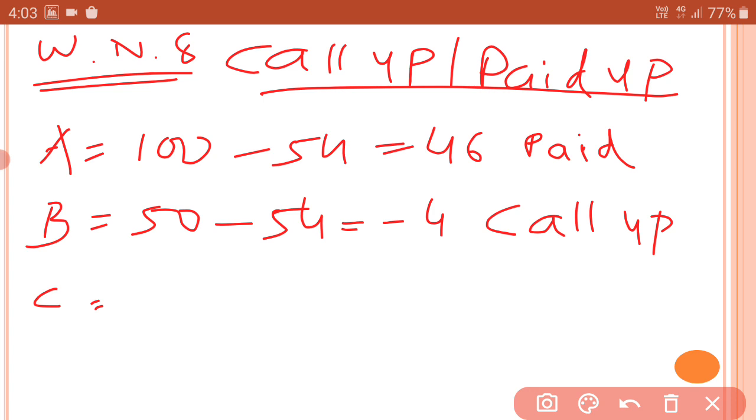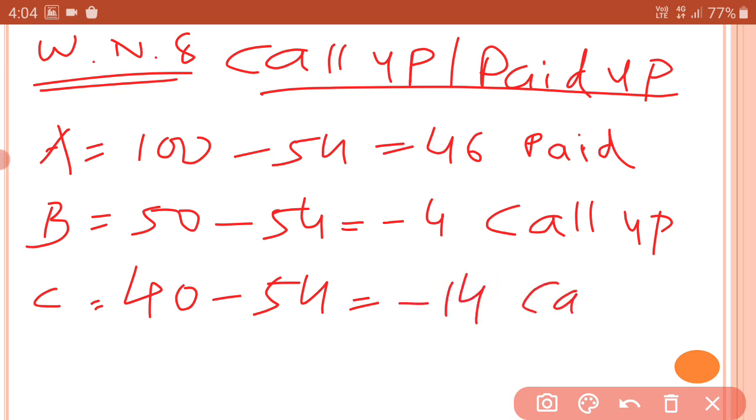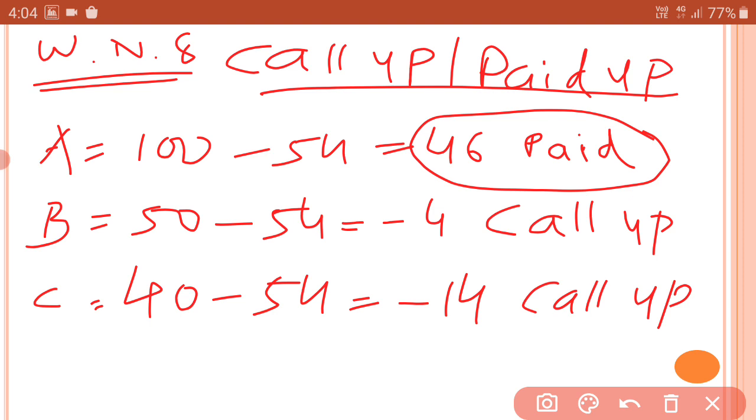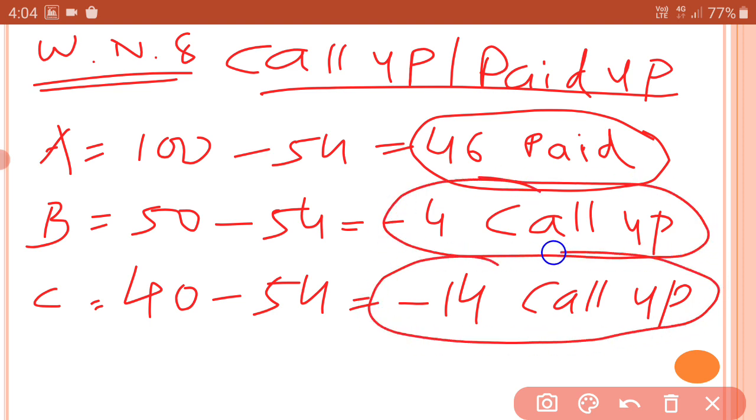And in the C equity share is 40 rupees minus 54. So 40 minus 54, so minus 14 call. This is the final answer. 46 paid, minus 4 means 4 rupees call, and minus 14 means 14 rupees call.